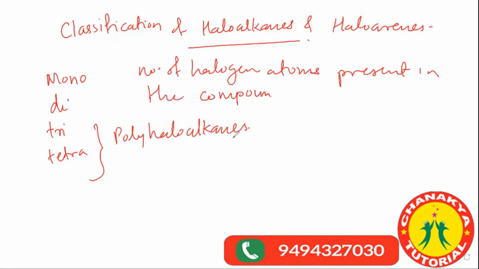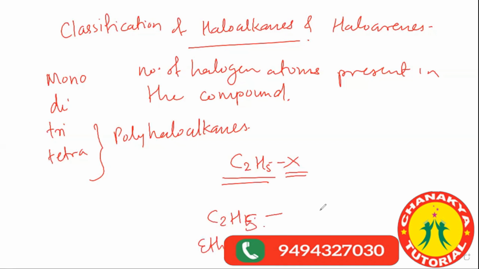For example, I'm going to write it here, C2H5X. How many halogens are present? Only one. This is a parent ethane, C2H6 is what? Ethane. And one of the hydrogens is replaced with halogen, and hence it is a monohaloalkane.